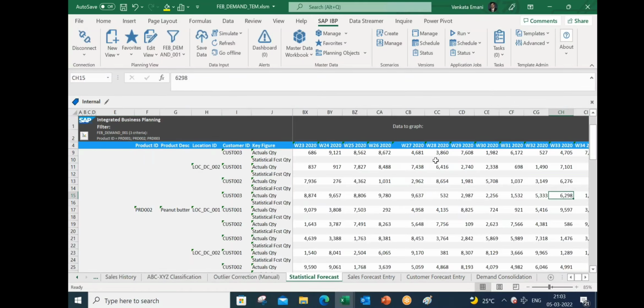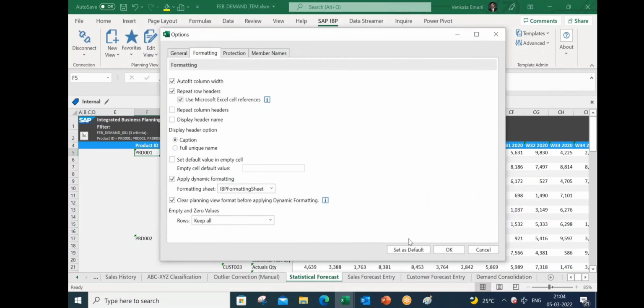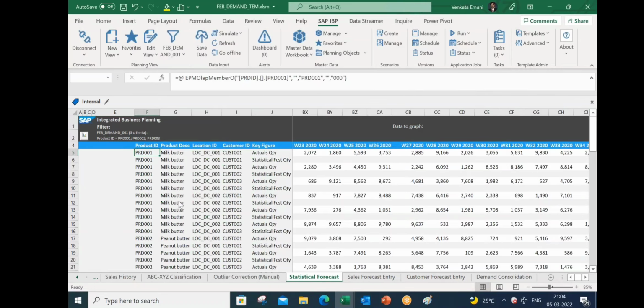See here, you are getting it like this, right? This product is not getting repeated. This customer 2 line also has product 1, customer location 1, customer 2, but it is not coming. So when you put a filter, it will not show correctly. What you have to do is repeat these headers. In the settings options, formatting, repeat row headers. If you do this, now you can put filters and it will show nicely.